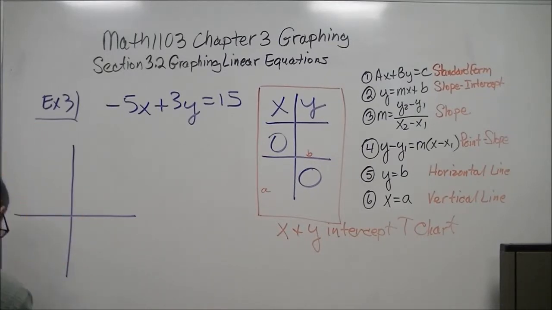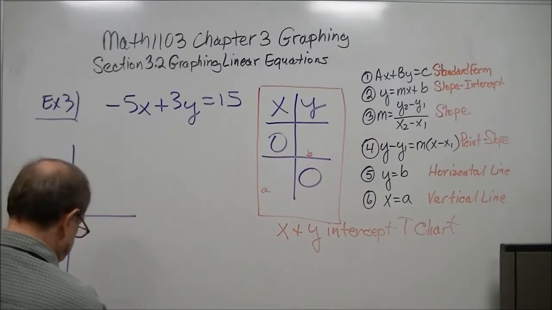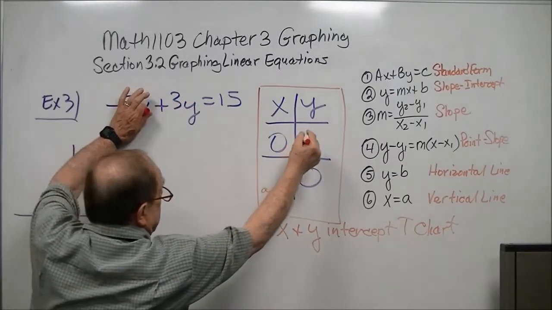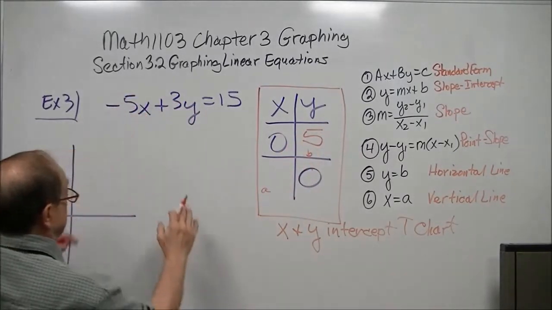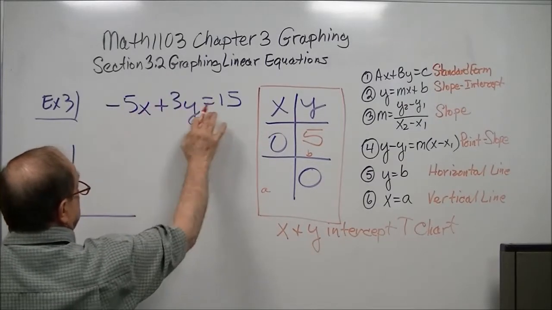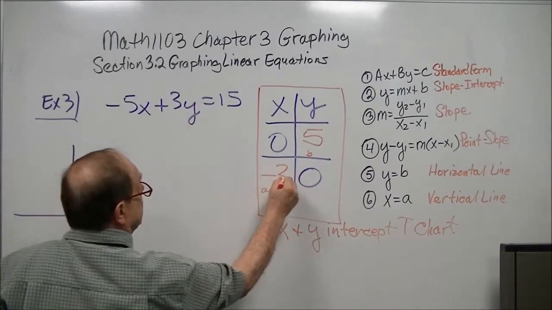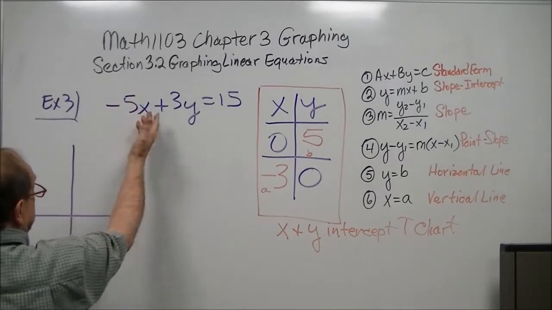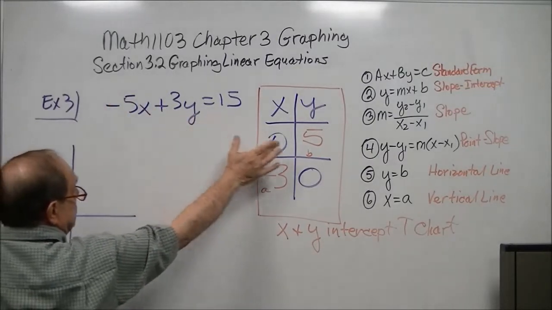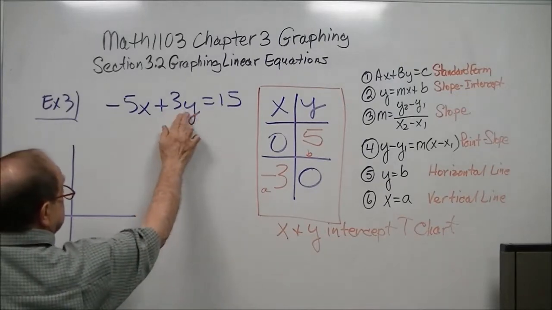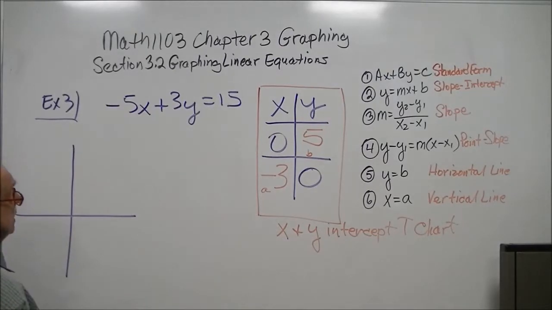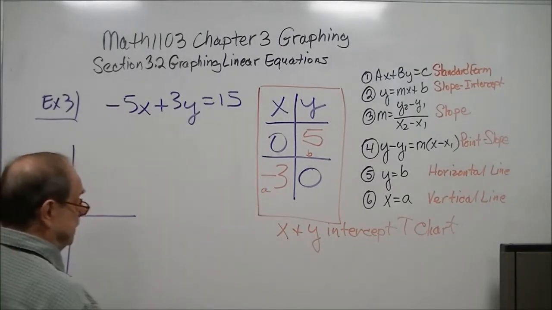So if x is 0, what will y be? 5. And if y is 0, what will x be? -3. I hope I didn't go too fast. This is 0. -5 times 0 is 0. So you're just going to solve that. That gives you 5. And if this is a 0, that becomes a 0. Divide both sides by -5, you get -3.